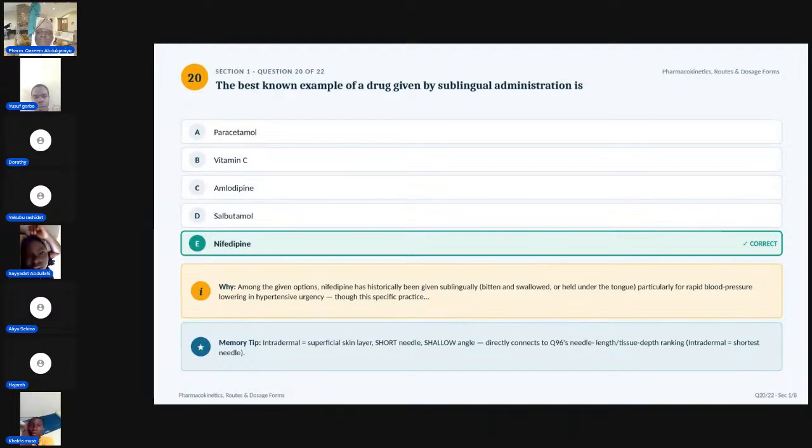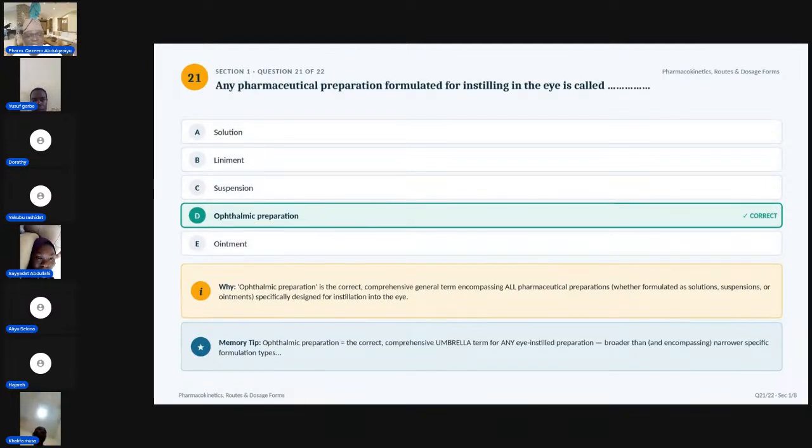People that have angina pain, people that tell you that they have pains in this part, they used to have nitroglycerin around. They just keep it under their tongue and then it helps them with that pain that comes in the heart. So it could be called nitroglycerin or glyceryl trinitrate. If I put either of these, that would be the answer. There won't be nifedipine anymore here. Another question here is, any pharmaceutical preparation formulated for instilling in the eye is called ophthalmic preparation.